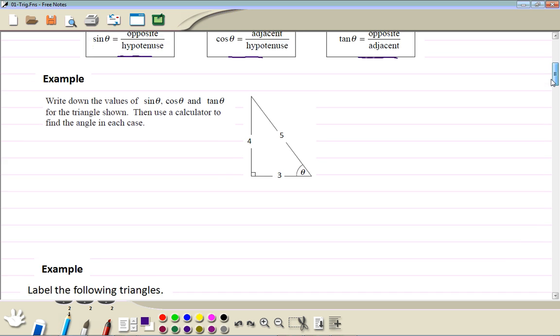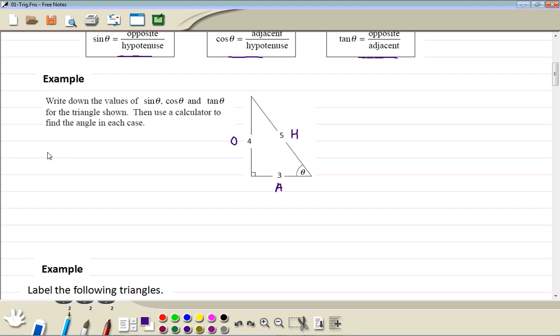So here we have an example. With the angle, this 5 is the longest side, so that's the hypotenuse. 3 is next to the angle, so that's the adjacent. 4 is opposite to the angle, so that's the opposite.